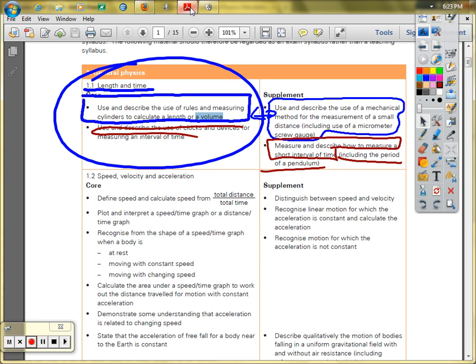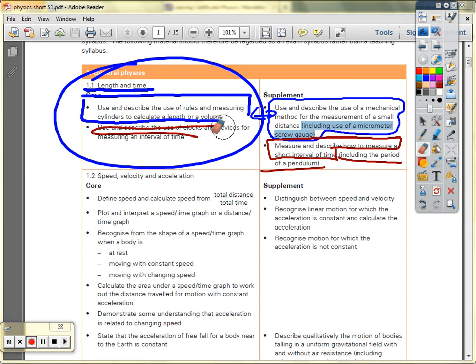So boom. 1.1, length and time. Now once the topic is done, you have to ask yourself, can I, and then read off the syllabus: can I use and describe the use of rulers and measuring cylinders to calculate length or volume? Yes. Can I use and describe the use of mechanical methods for measurement of a small distance, so folding it or multiple papers? Yes. Include the use of a micrometer? Boom. I'll put a video up on how to use a micrometer and how to read it.